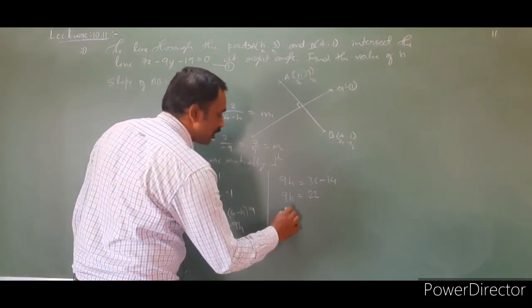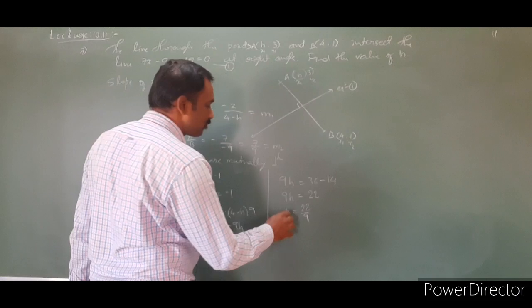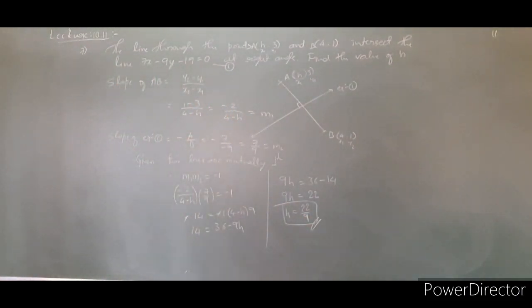Okay, so h is equal to 22 divided by 9. It is not possible to cancel, so keep it as it is. Therefore, the required h value is 22 divided by 9. Hence the solution of the problem.